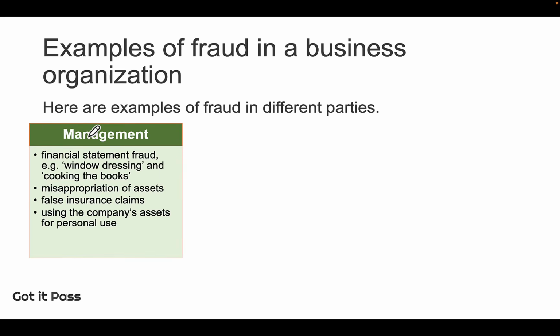First, the management. The first fraud is the financial statement fraud. For example, window dressing and cooking the books. It means that they manage or manipulate the numbers in the financial statements. It's possible for them to do it because the motivation is about the bonus. Some companies would like to grant the bonus or share incentives to the management team when the company's profits achieve a certain amount of profits, for example.